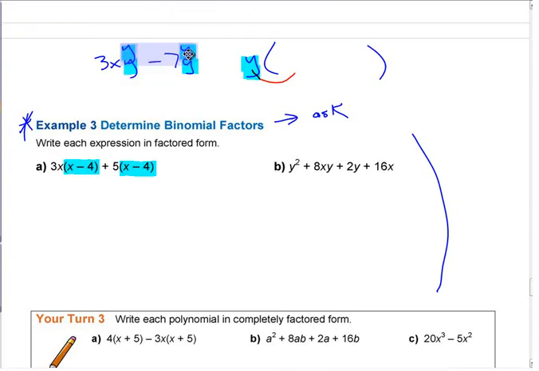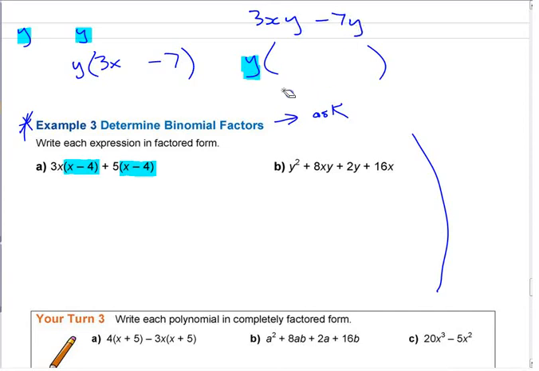Ready? You factor out the greatest common factor. That's about as slow as I did it before, right? Except you only need one of them in front, right? And what's left? 3x minus 7, okay? If you start with 3xy minus 7y, you can rewrite it in what's called factored form. Factored form is two things multiplied. This is a single polynomial.